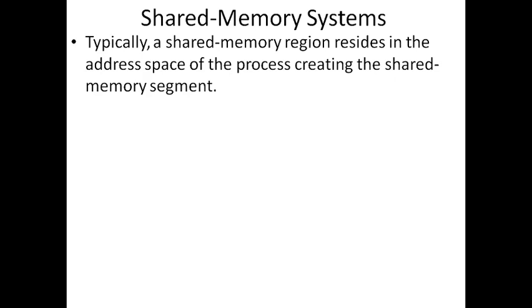Now we are going to focus on the implementation of shared memory systems. So typically a shared memory region resides in the address space of the process creating the shared memory. So we have two processes and they have to first create a shared memory. How this is done is that generally the one who initiates the communication will create the shared memory within its own address space. So it will give permission to the second process to access its own memory region, which will act as a shared memory.